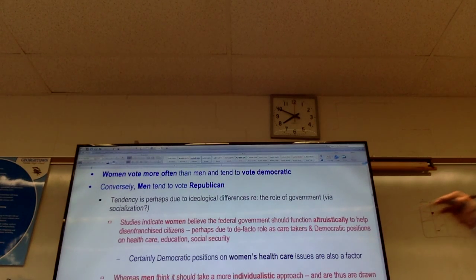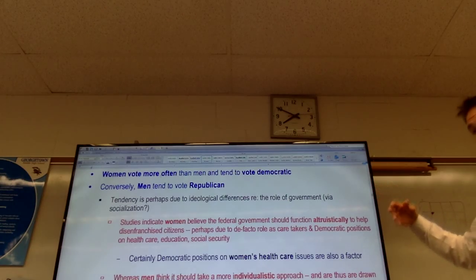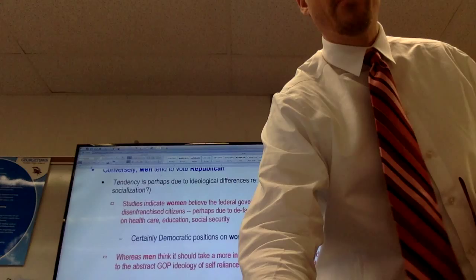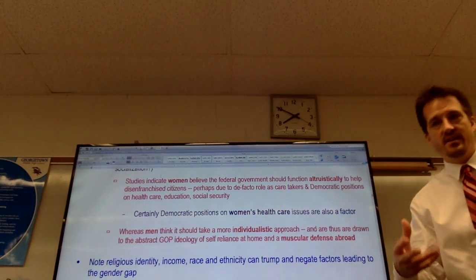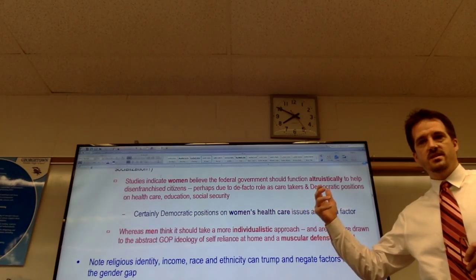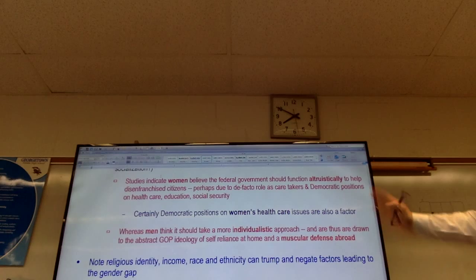and that may be an explanation that, when women look at entitlement programs and they look at health care and education and Social Security, they might be thinking more altruistically and therefore lining up with the Democratic Party, whereas men may be emphasizing the idea of, again, self-reliance. The Republican Party has kind of a line about a muscular approach to foreign policy and defense, and that lines up with the machismo kind of differences I'm talking about.